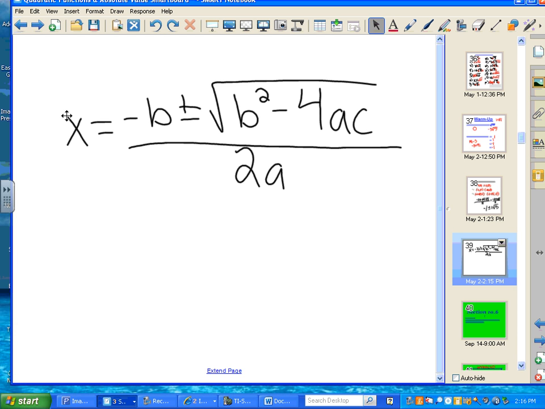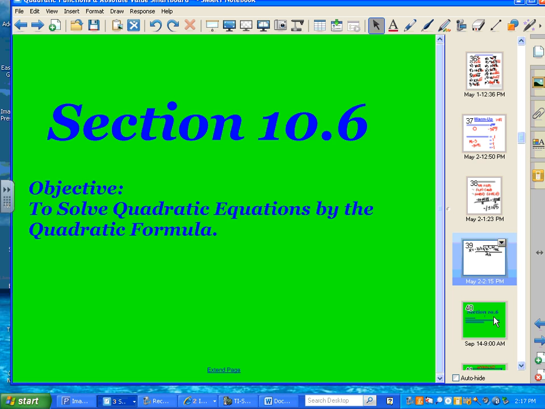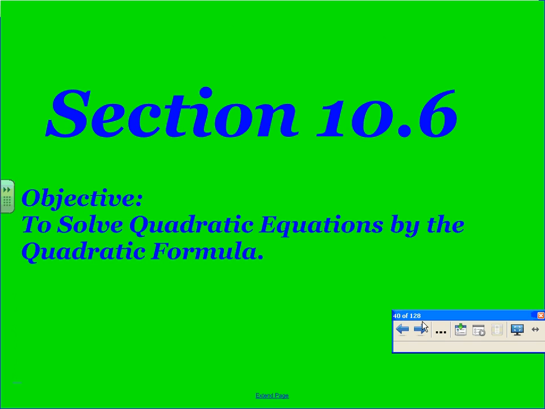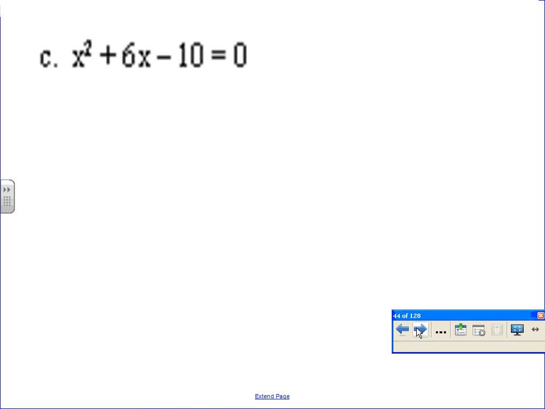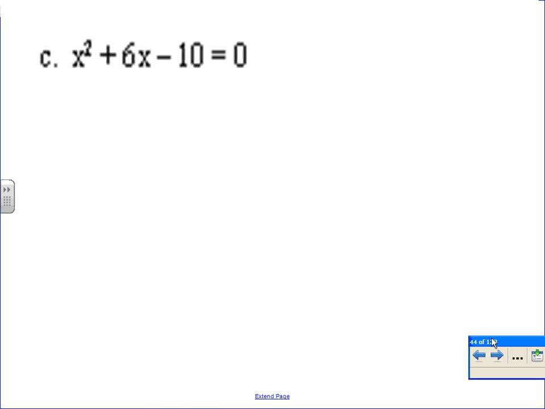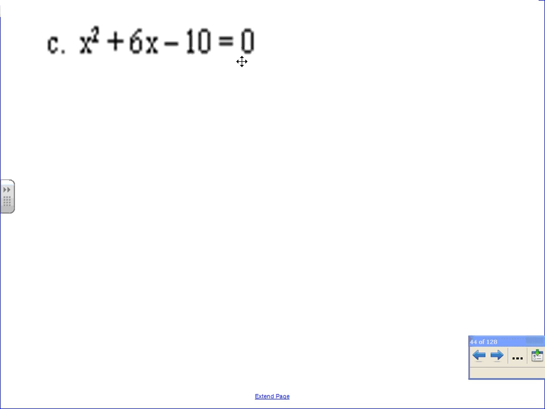Okay, everyone's good? Let's go to the same packet, flip back to page 2, and I want to start with letter C. We're going to go through 2 of these, and I'd like to show you one with imaginary numbers. Once you know the formula, there's not much else I can help you with. You just have to practice.